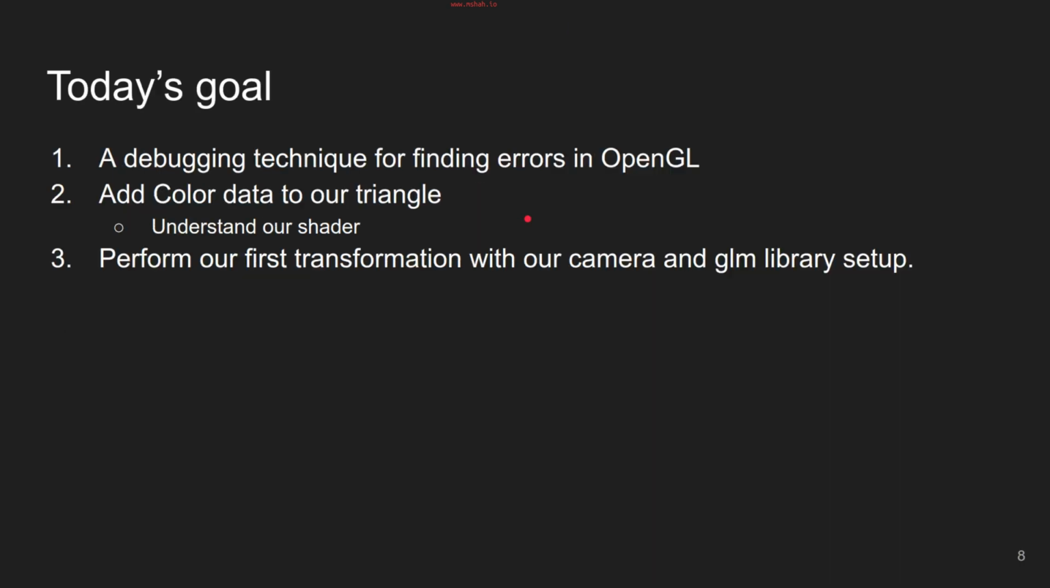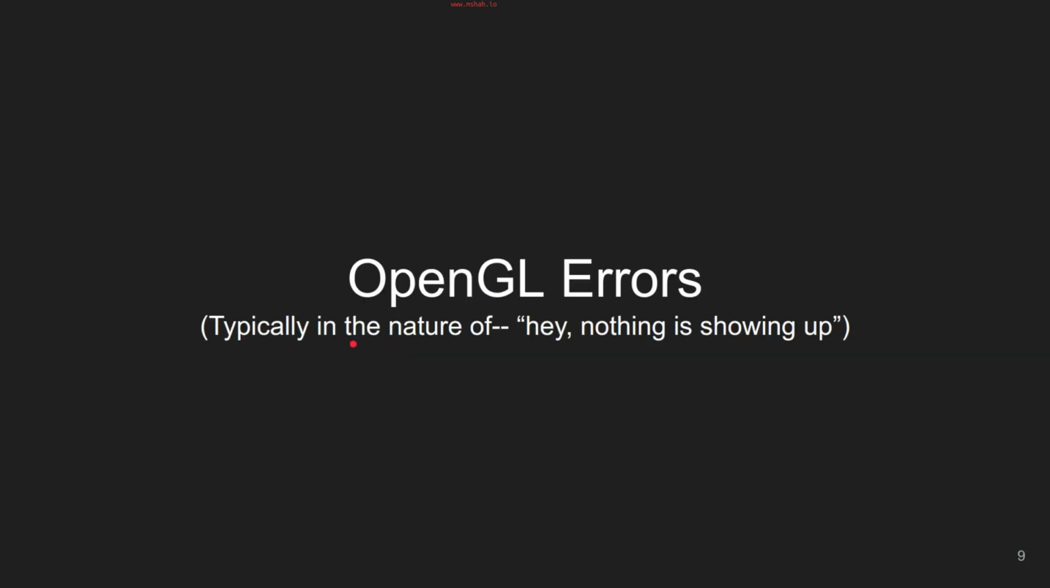Okay, so for today's goal, it's to just push us a little bit further here. I'm going to talk about just a debugging technique first for finding errors in OpenGL. We'll add some color to our triangle and try to understand our shaders a little bit better. And then finally perform a little transformation with our camera and introduce the math library that we'll be using. Okay, so let's talk about the first topic here, OpenGL errors.